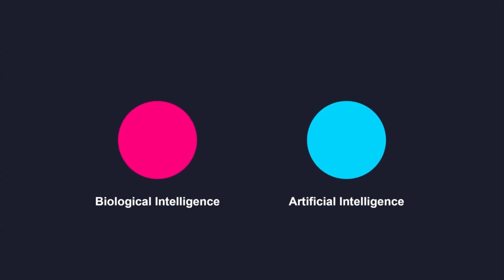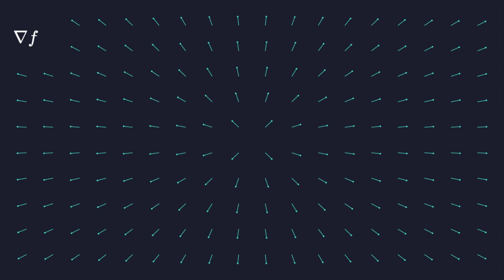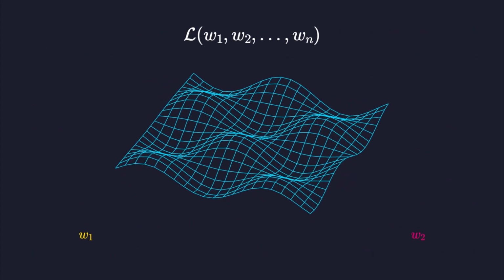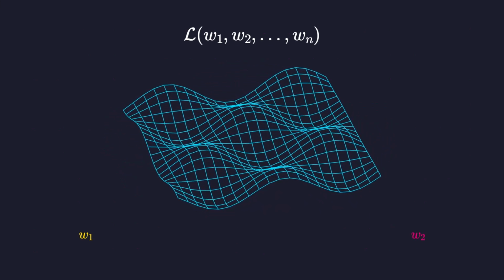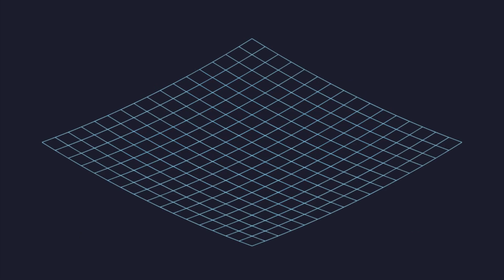Every intelligence, artificial or biological, solves a fundamental optimization problem: minimizing the distance between current prediction and objective reality. The gradient is a vector field representing the direction of steepest ascent. By taking its negative, we identify the most efficient path toward a local minimum. In a neural network, this surface exists in a space with millions of dimensions, where each coordinate is a synaptic weight or bias subject to adjustment.